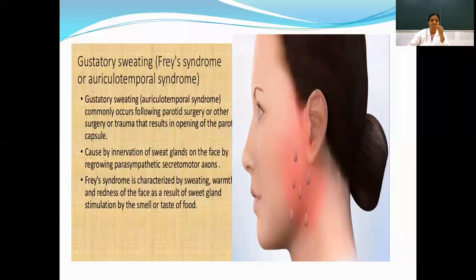while you are eating something, instead of salivation, there is sweating over the skin just in front of the ear. This condition is called auriculotemporal syndrome, gustatory sweating, or Frey syndrome. It is a very rare complication even after surgical removal of parotid tumors.